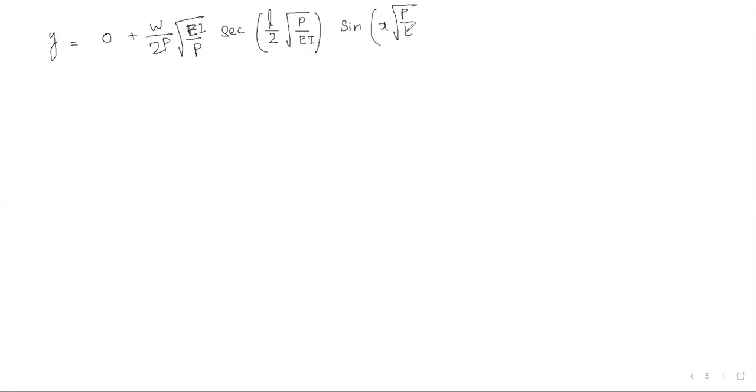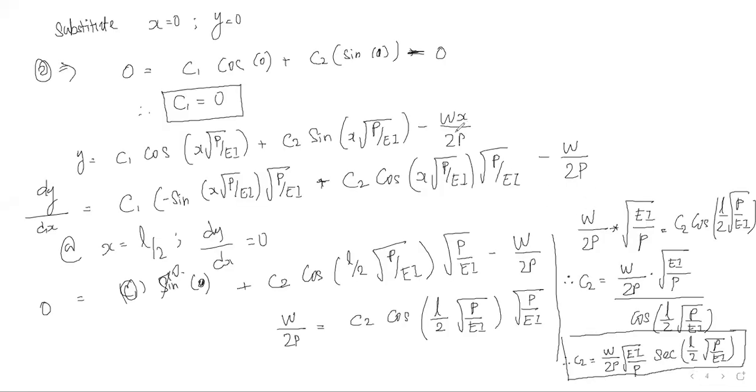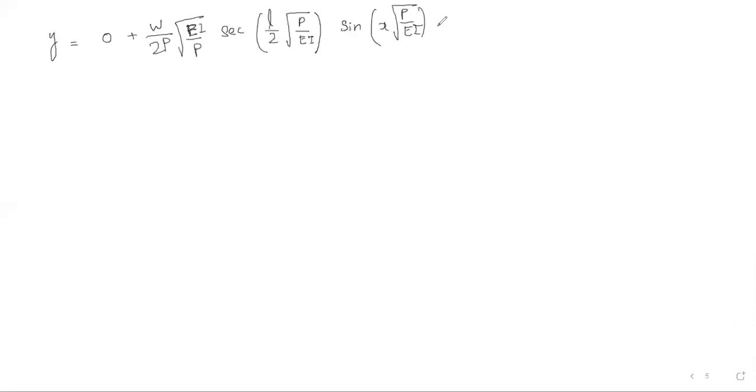So y is equal to, c1 value is 0, so the entire term becomes 0, plus the c2 value, W by 2P into root under P by EA into secant L by 2 into root under P by EA, into sine x into root under P by EA, minus W x by 2P.